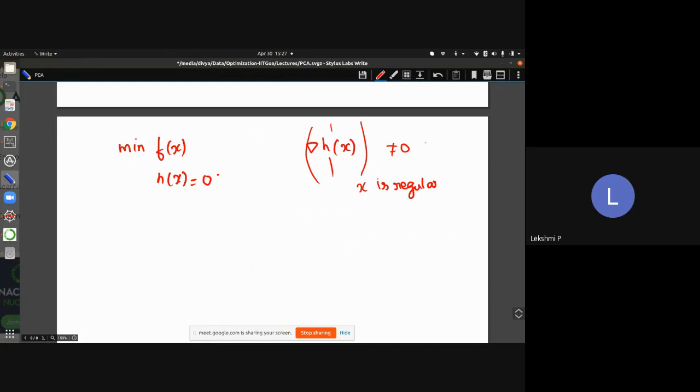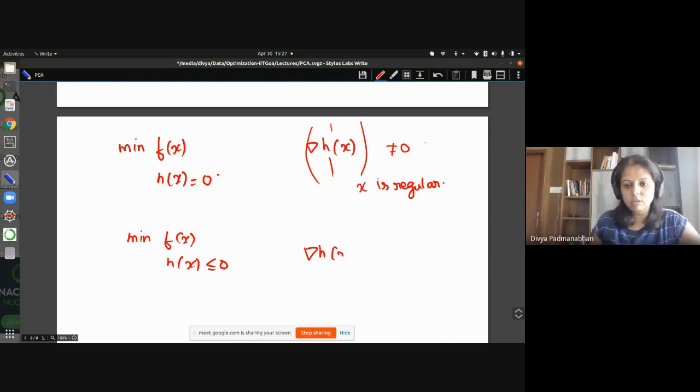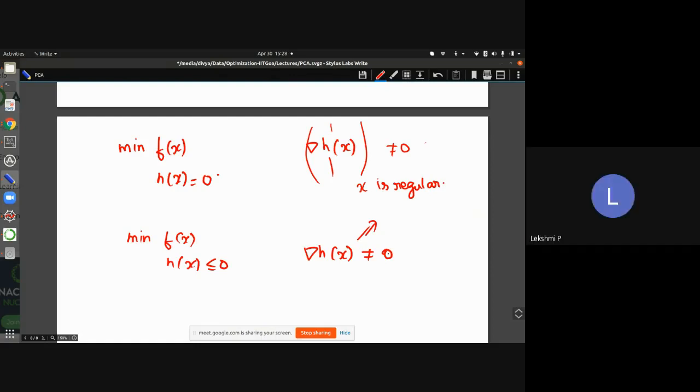Why is it only for equality constraint? No, it's also for inequalities. Even if you have minimize f of x such that h of x less than or equal to 0, the same thing holds here, the same condition. So the gradient of h of x cannot be equal to 0. Okay, thank you.